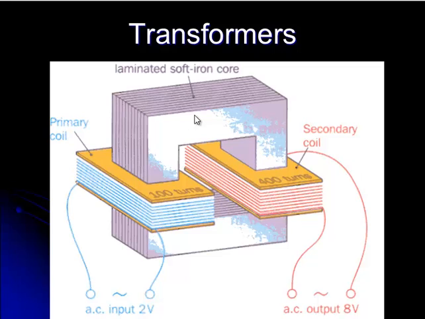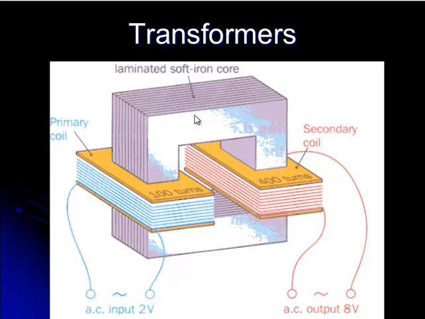Now what happens is the alternating current goes into the primary coil, and as the current is alternating, it causes a change in magnetic field. Now, the associated magnetic flux linkage, or the change in magnetic flux linkage, is transferred through the laminated soft iron core, and that causes an induction of electricity in the secondary coil.